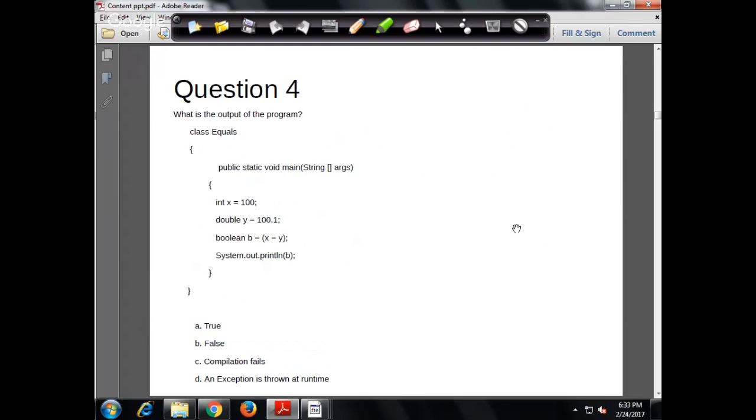So Pramod says question 4, answer is B, false. Roja also says B. Arun Pratap Singh says A. Paulomi says A. Chaitanya says B. Santosh Reddy says D. D is an exception is thrown at runtime. So Santosh has a different answer from the other group.